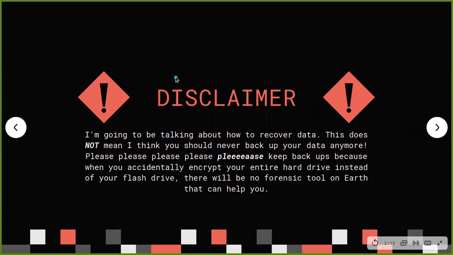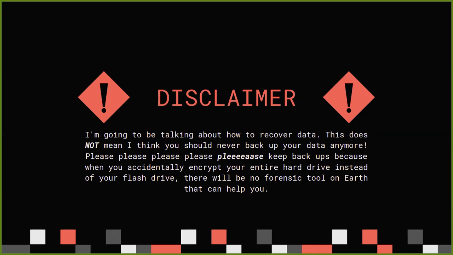Psych! No, we're not. Before we do that, I really need you all to understand something very important, which is that we're going to be talking about how to recover data. But just because we are going to be going over how to do this doesn't mean that I think you all should stop backing up your data. That's exactly the opposite of what I'm telling you.